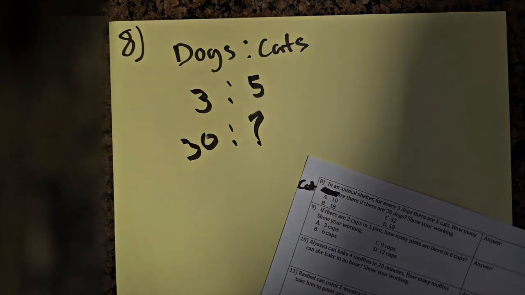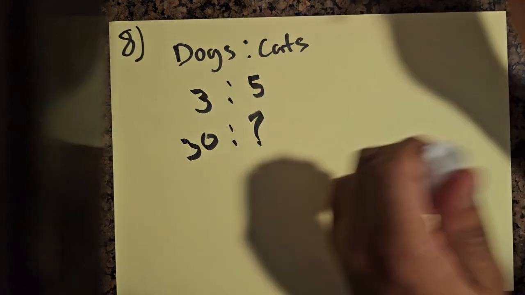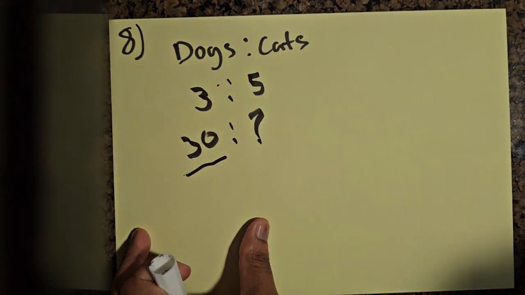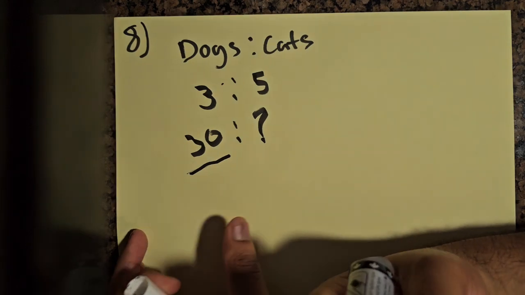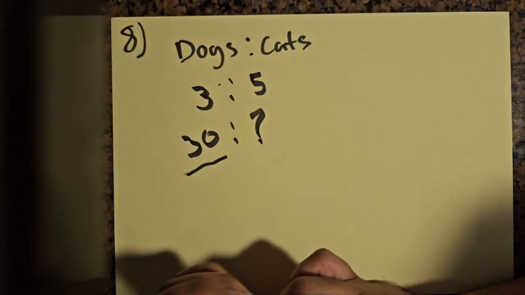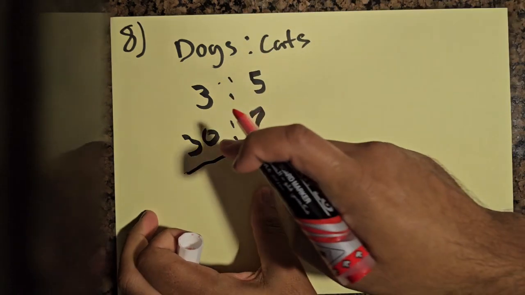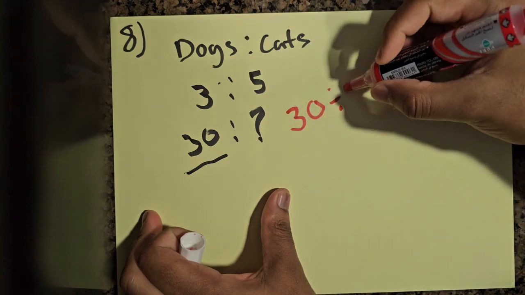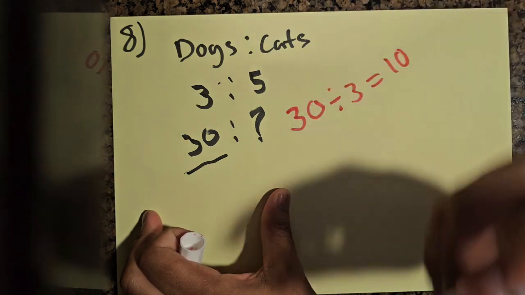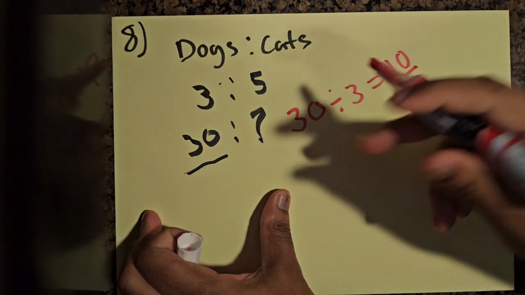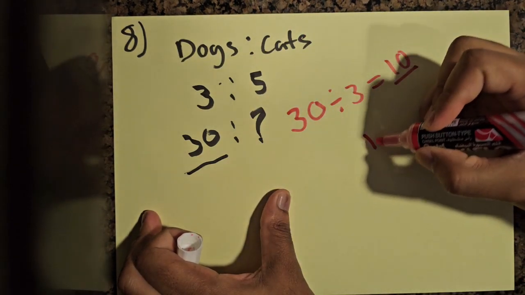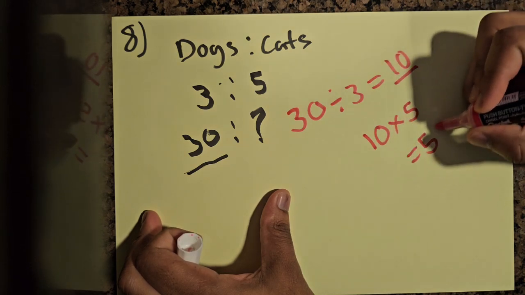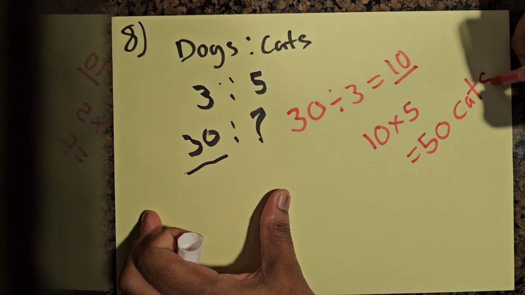And this process is the same as in the previous question. We are going to take this amount on this left-hand side and divide it with the left-hand side of the ratio. That will give us an answer. And then we'll use that answer and multiply it with the right-hand side of the ratio. So what I'm saying is 30 divided by 3 equals 10. Then we're going to take this 10 and multiply it with the right hand side. 10 times 5 equals 50 cats.